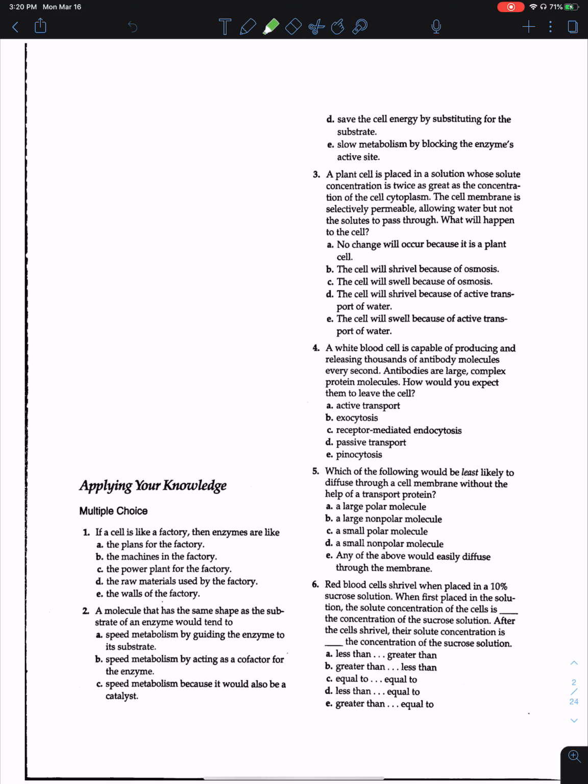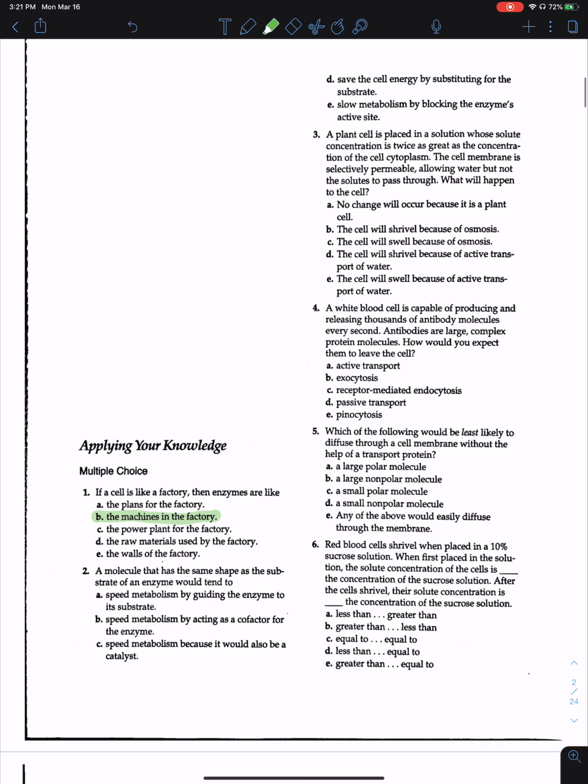So if a cell is like a factory, it's number 1. If a cell is like a factory, then enzymes are like, and the answer here is B, the machines in the factory. As in, the enzymes are the things actually doing the stuff. Okay, the power plant for the factory is referring to like a mitochondria. The walls of the factory could be referring to a cell membrane or a cell wall, depending on what kind of cell we're talking about. Raw materials used by the factory could really be like amino acids. Plans for the factory could be like the DNA, right?